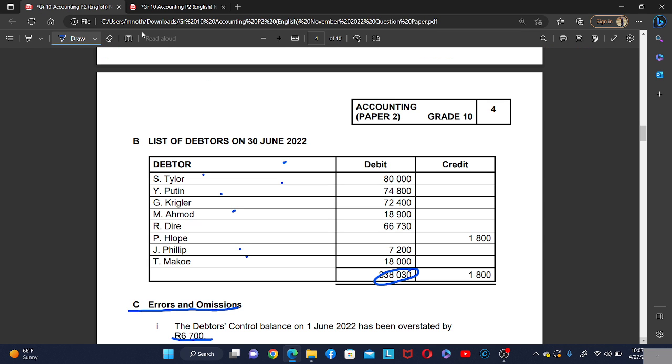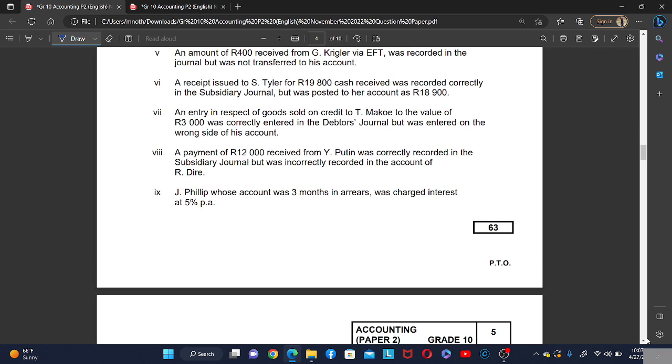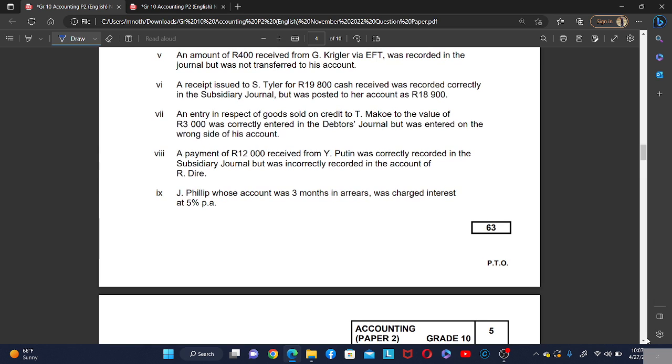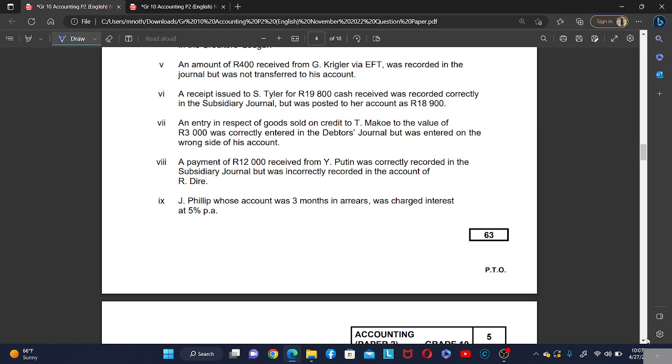Right? Now let's see what really happened here. So the cash that was received, it was 19,800. He was paying us that money, but then it was posted to her account as 18,900. So he paid this money, but in her account it was recorded as 18,900, meaning that it was decreased by a lesser money. So we still need to decrease it.